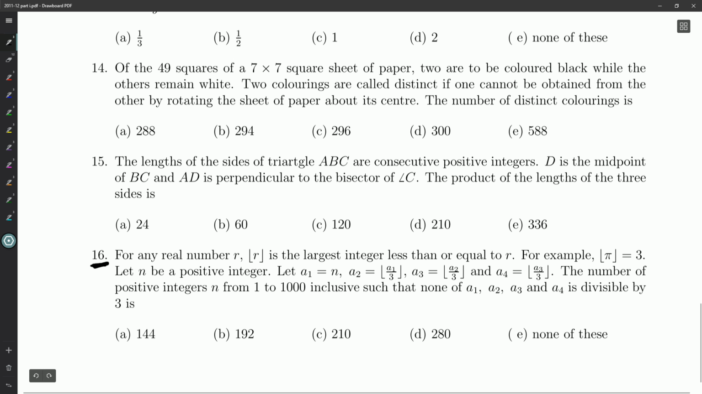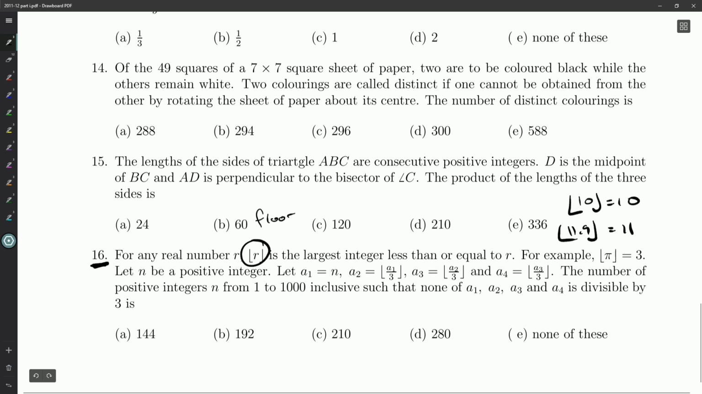For any real number r, this is called the floor function of r. The floor of r is the largest integer less than or equal to r. For example, the floor of pi is 3. The floor of 10 would just be 10. You'd sort of round down, basically. It forces you to round down no matter what you've got. If you had 11.9, it would still round down to 11.